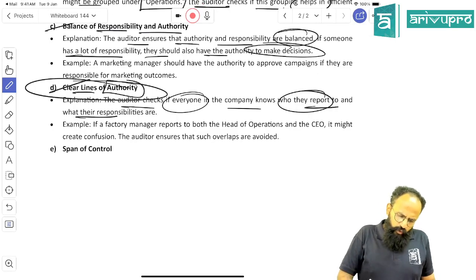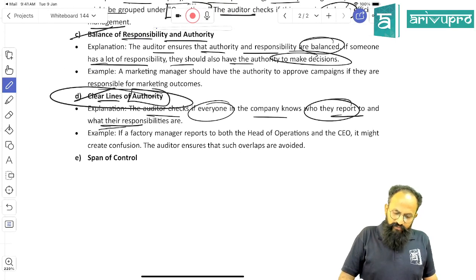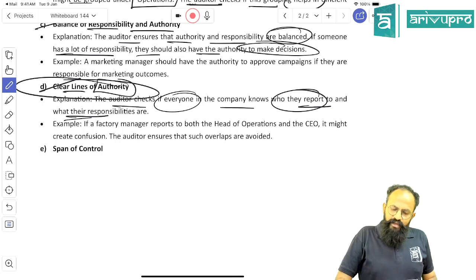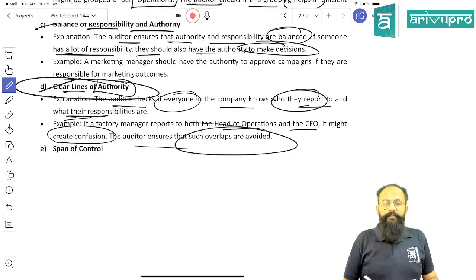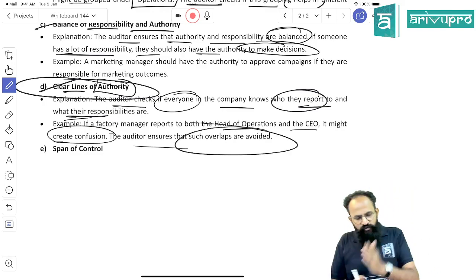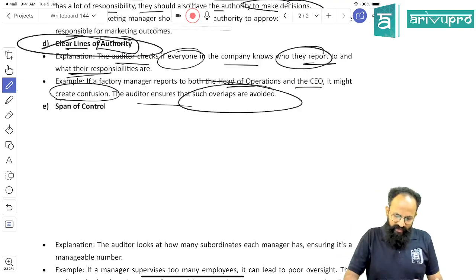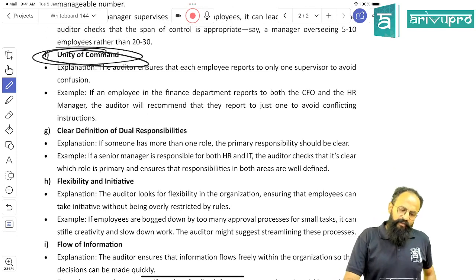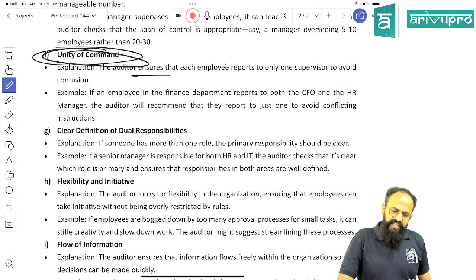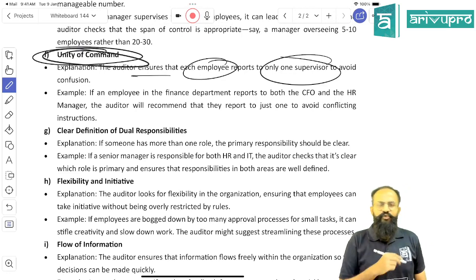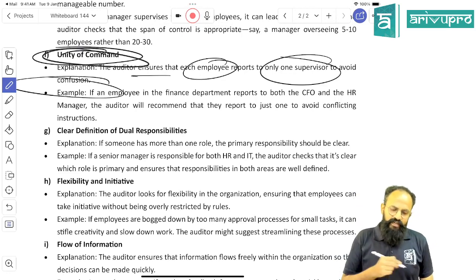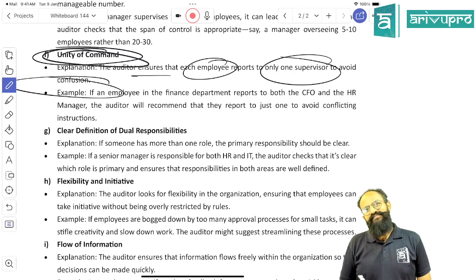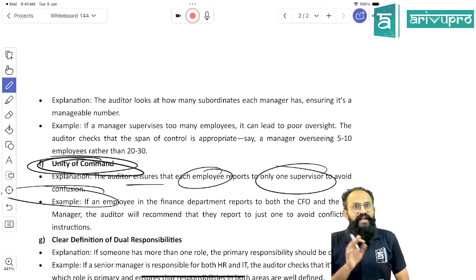Who they report to and what their responsibilities are. Example, if a factory manager reports to both head of operations and CEO, it might create confusion. The auditor ensures that such overlaps are avoided. You please go and speak to one person only. That is only called as unity of command. Here, the auditor ensures that each employee reports to only one supervisor to avoid confusion. Clear? Yes, I know it will take time for you to remember, people.